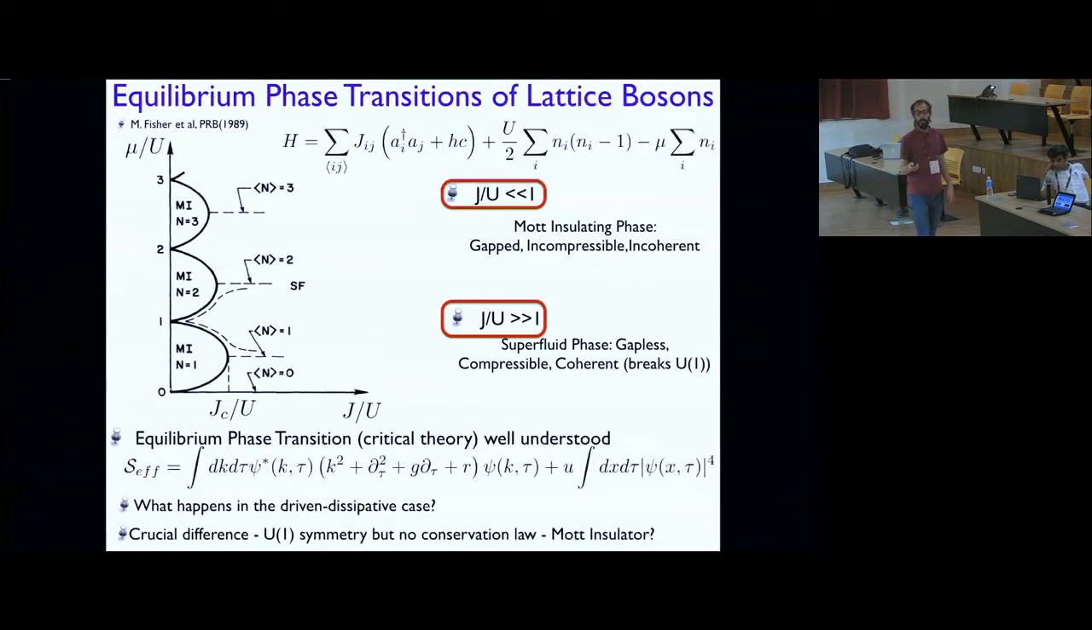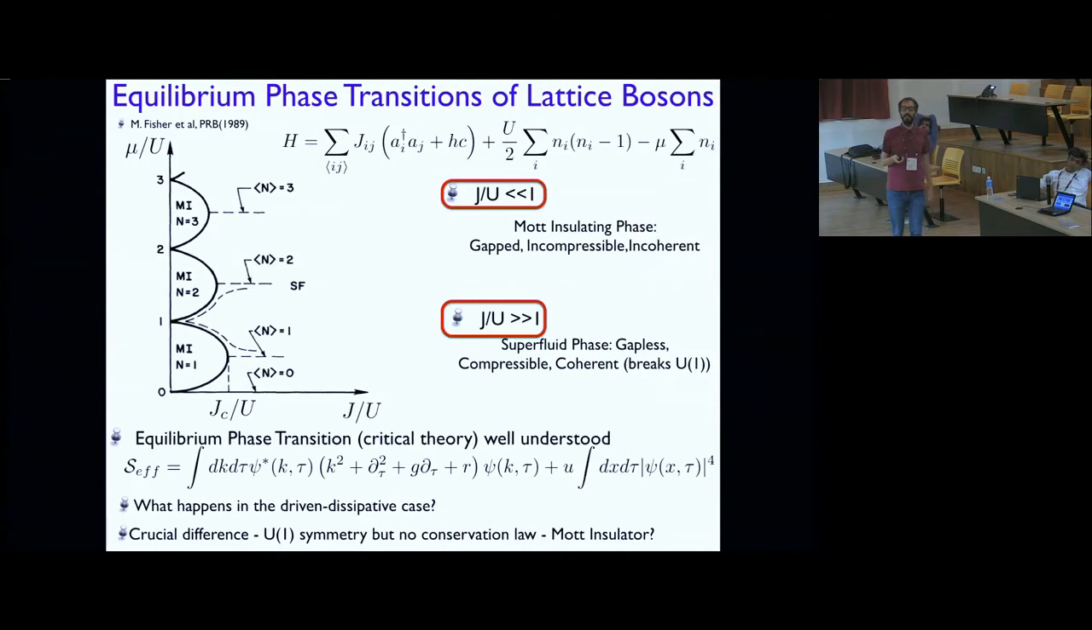and so on. What happens in the driven-dissipative case instead is completely open, and there is an important difference, again, traced back to the nature of the photon. There is a U(1) symmetry in the problem, but there is no conservation of photon number. So you might wonder, first of all, what happened to all these Mott lobes, which are really linked to the incompressibility and the integer filling of that phase.